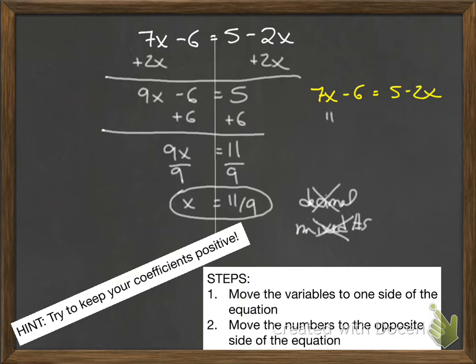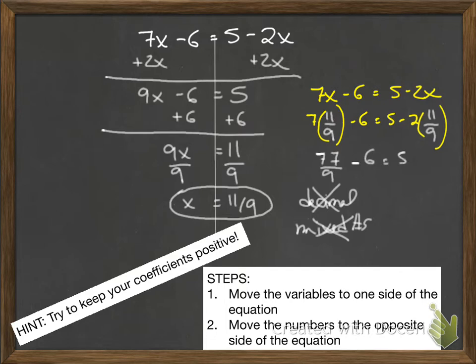Okay, I could put 11 over 9 in both of these places. Now, I'm not going to lie to you, this is going to be a little bit more work because we do have fractions in here, so it's going to take a little bit of extra time. So 7 times 11 is 77. So we have 77 over 9 minus 6 equals 5 minus 22 over 9. Okay, so we need to make sure we have common denominators here. So in order to do that, what we have to do is multiply 6 by 9 over 9.